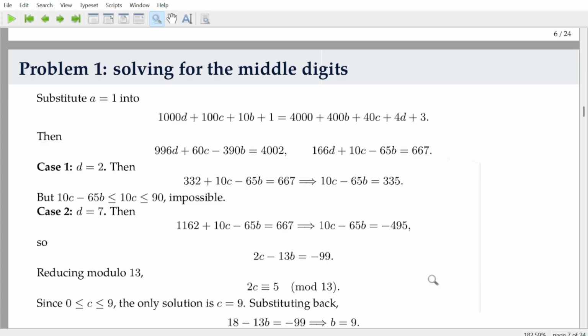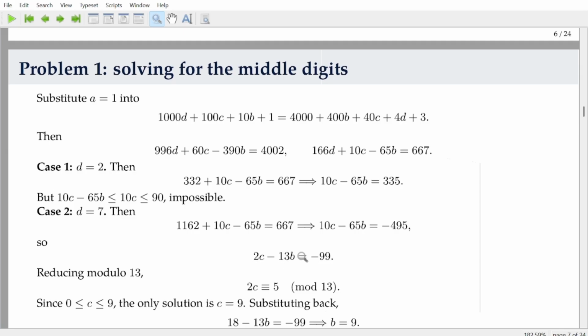And then you can divide both sides of that equation by 5 to get that 2c minus 13b is minus 99. At this point, we can divide both sides by 13 and equate the remainders, because these two integers are the same thing. So when I divide both by 13, I get the same remainder. On the left-hand side, 13b gives a remainder of 0, and 2c gives a remainder of 2c. So the remainder when I divide my left-hand side by 13 is 2c.